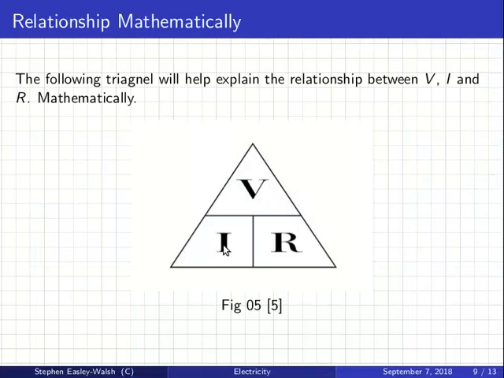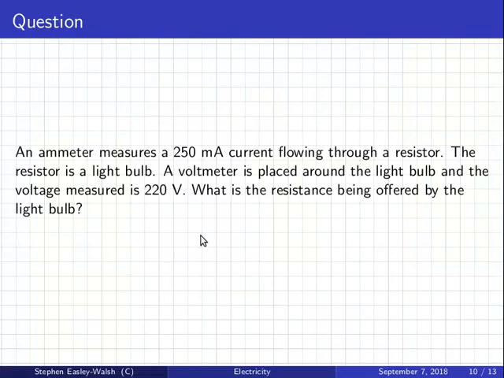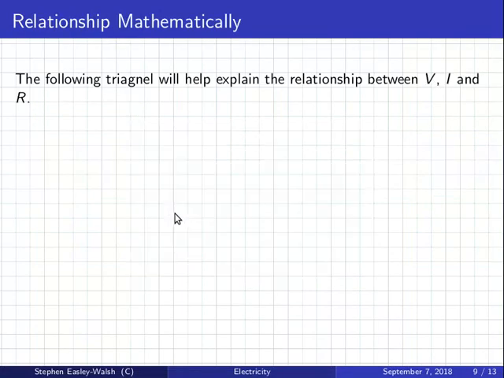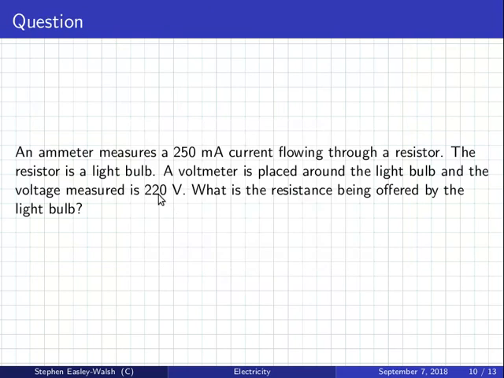V over I. So in this one it would be 220 over 0.25 because it's milliamps. Alright, can you calculate that please? So 220 over 0.25. So the resistance of the light bulb is 880 ohms. Okay. Okie dokie? Is that okay? It's not too bad, right? Just using this triangle.